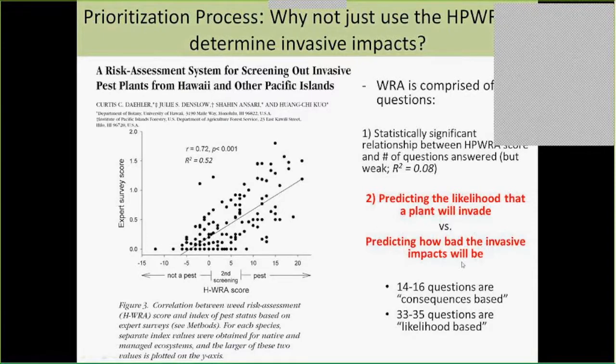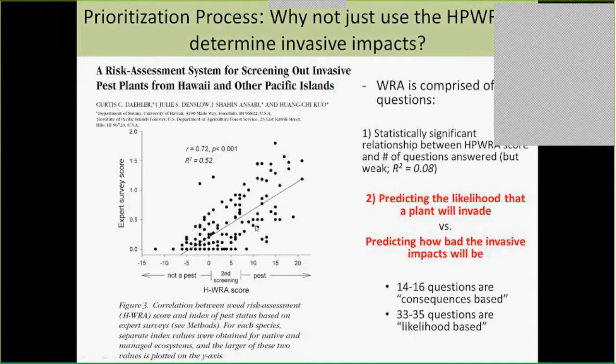And so of those 49 questions that compose the WRA, 2/3 of them are likelihood-based, so how likely is it that it's going to invade, and 14 or 16 questions are consequences-based. And this is really what we want to ask. We want to see, okay, what are the consequences of letting this thing go going to be?